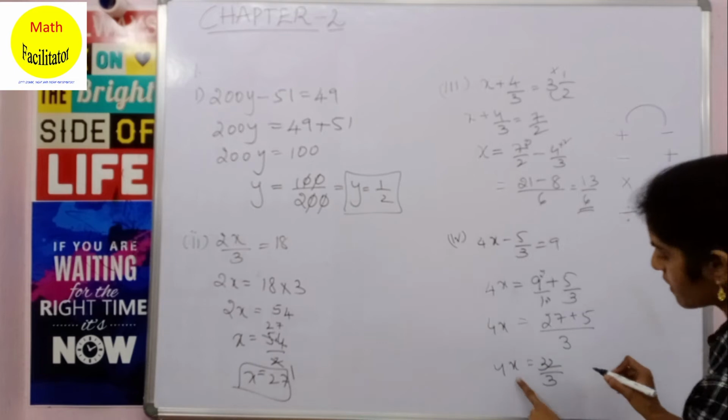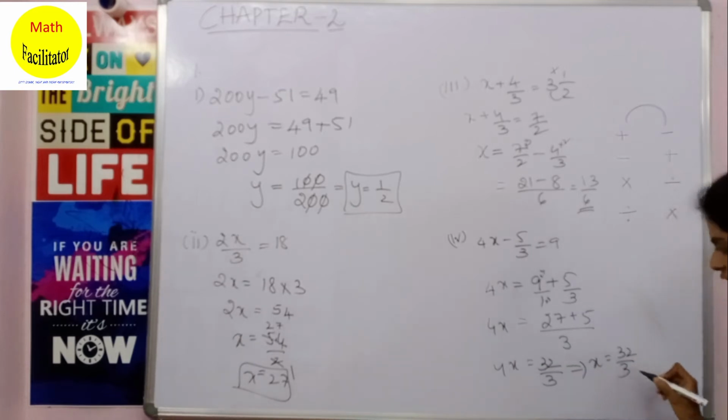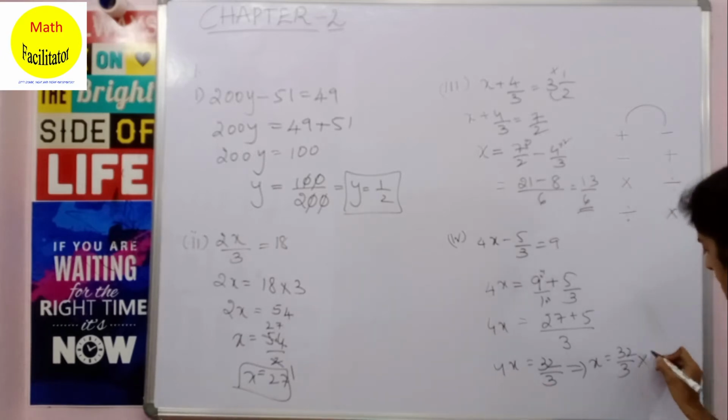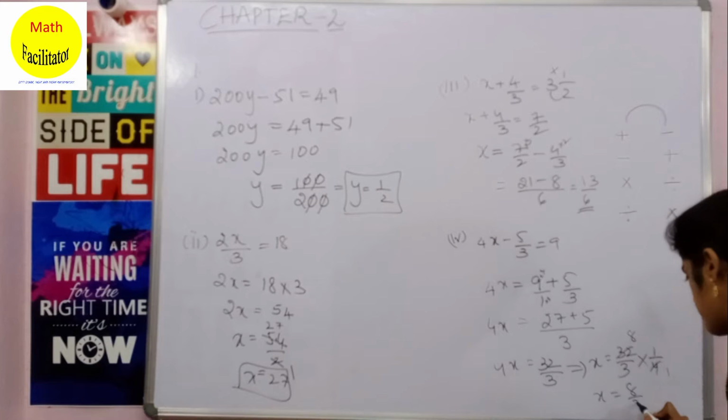Clear? Now I want the value of x. So x is equal to 32 divided by 3. Now here 4 is in multiplication. So when it comes to the other side, it becomes division. So 4 8s are 32. So x is nothing but 8 by 3.